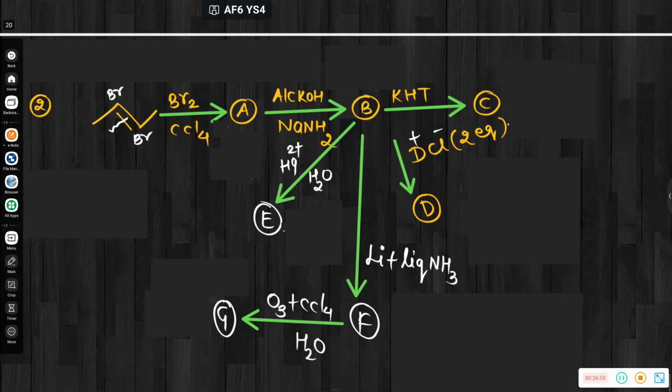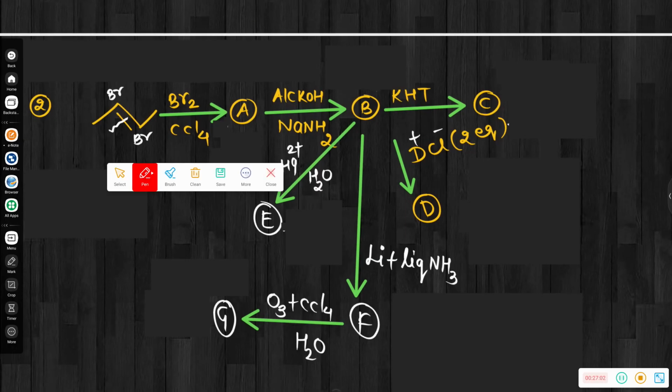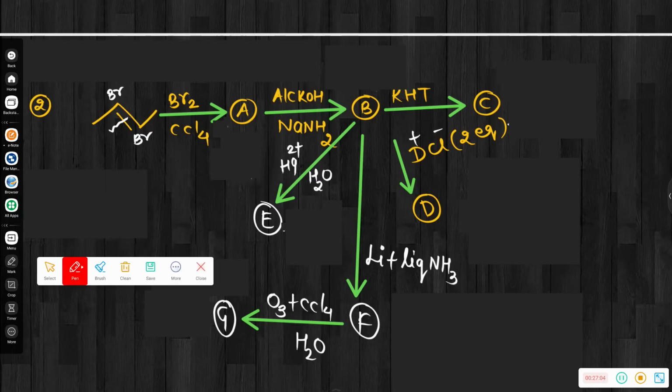Tell me this one first. Yes, you understood this one I am giving here. What will form now? Like this it will form. Alcoholic KOH, NaNH2, here what will form? Triple bond. This is all. Definitely what will form? All side. Yes, very good.